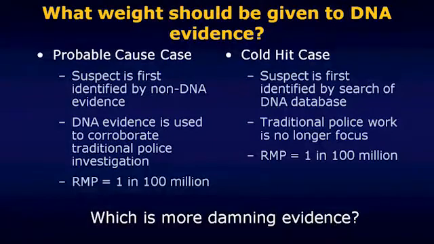The probable cause type of match, 1 in 100 million for the random match probability, or the cold hit type of match? The random match probability here is still 1 in 100 million, but now we've found the person who matches because we've searched the database. I'm pretty sure that you'll agree with me that it's the cold hit case that's less impressive than the probable cause case. And the authors of NRC2, which I alluded to a little bit ago, actually suggested a neat, simple modification of the random match probability that takes into account the database search.